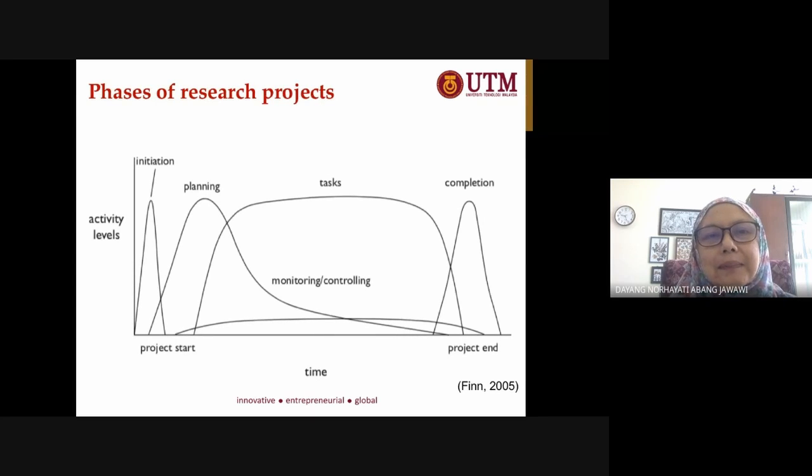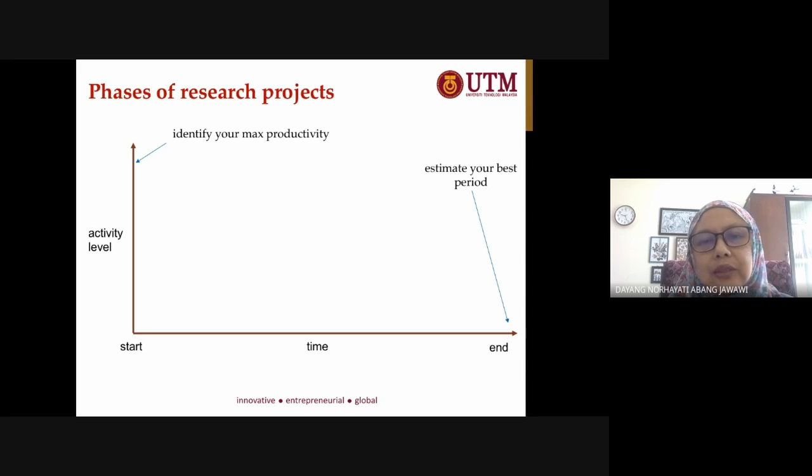The phases of research project that I discuss here are from FIN 2005, where we will go through phase by phase what are the things that you need to plan in each phase. So the start and end, you choose the time. How many semesters do you want to complete your task? Is it for master student, you want to complete in 3 semesters, 4, 5, 6 semesters? Or for PhD student, you want to do it within 6 semesters or 7 semesters? That's what we call estimated time.